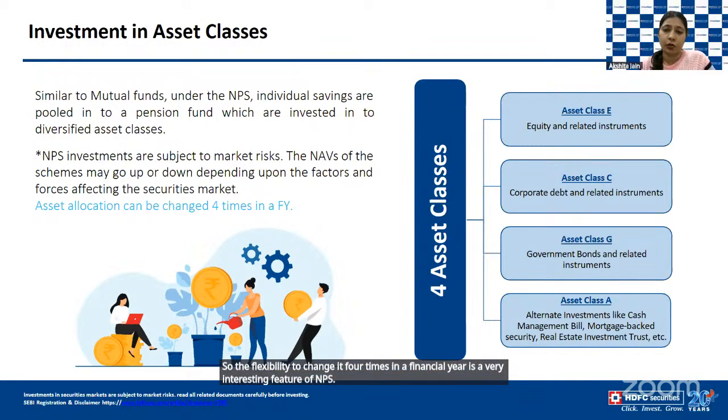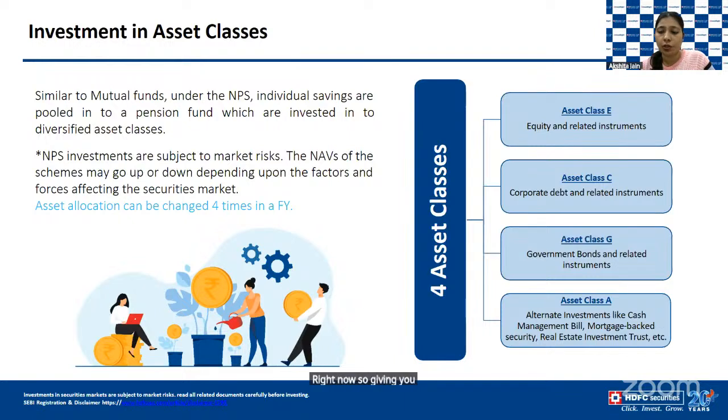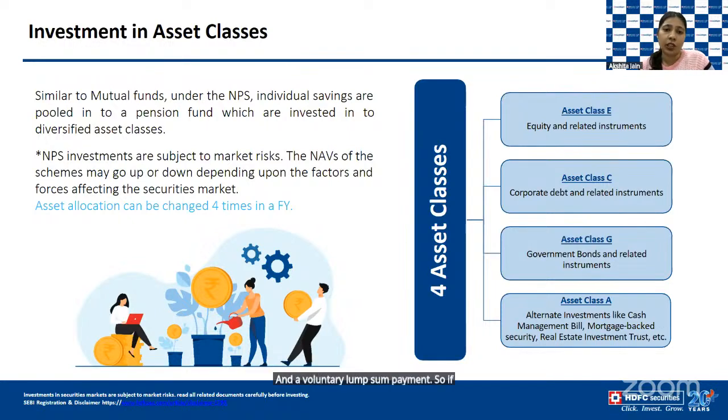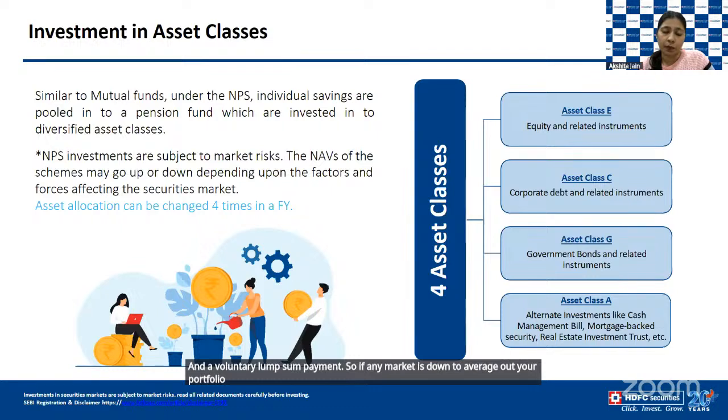Right, Lyle. So, giving you the diversification to invest, it also gives you the flexibility to change your investment according to the market condition. And also, as it is mentioned, you get units while you invest in NPS. So, you do have an option called SIP and a voluntary lump sum payment. If the market is down, to average out your portfolio of NPS, you can do an SIP or you can make a lump sum payment at that time.